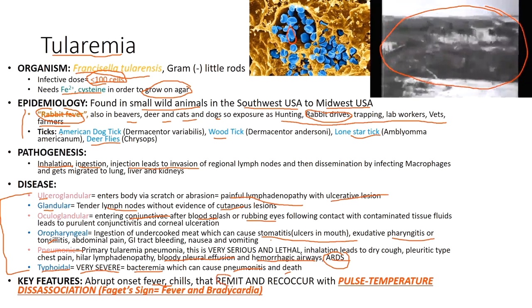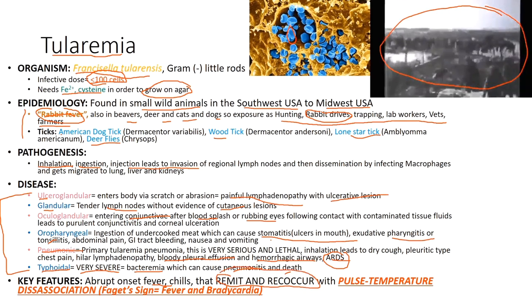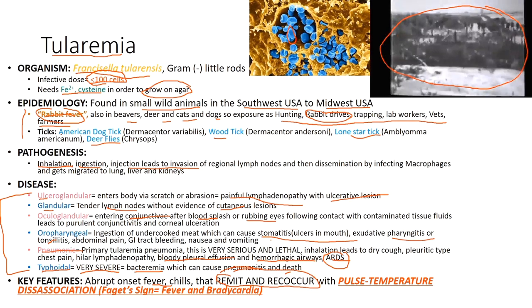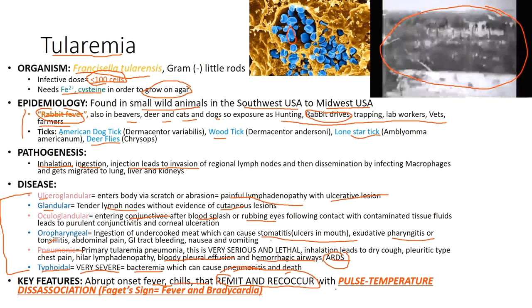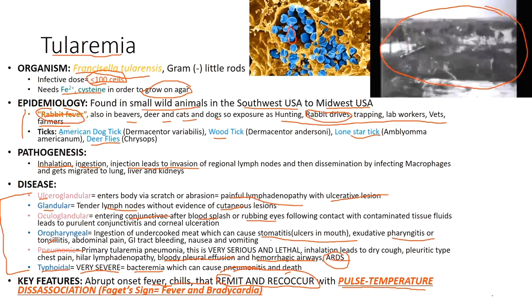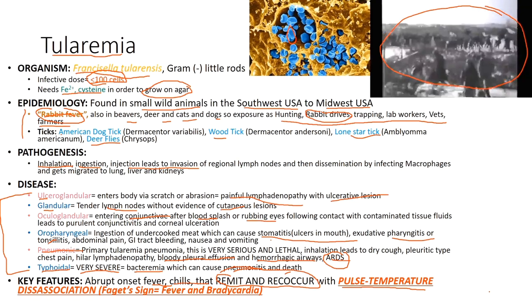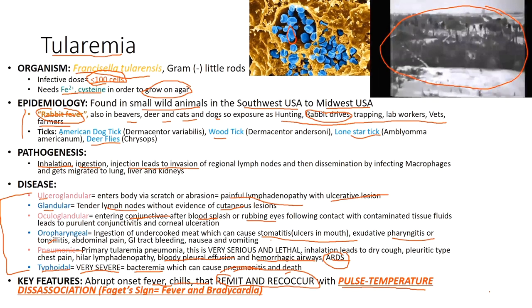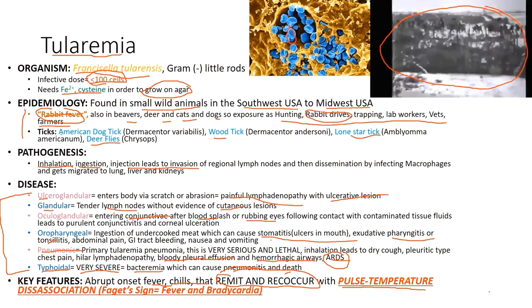We've had one infection at least so far, chikungunya, that remitted and recurred, but that wasn't chills and fevers, that was more joint pain. And then this one is really specific, and I wanted to highlight and underline it. This is pulse temperature dissociation, known as Faget's sign. It is fever with bradycardia.